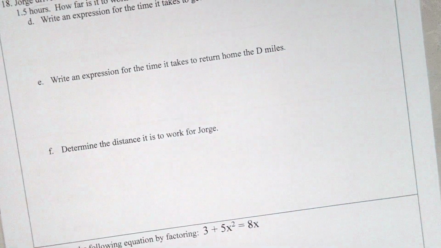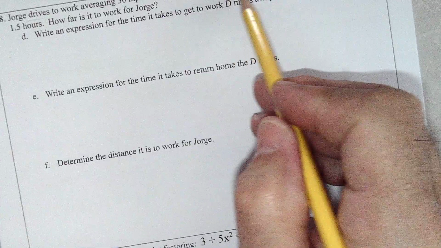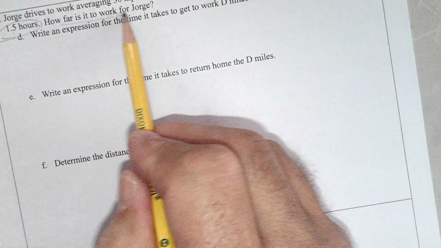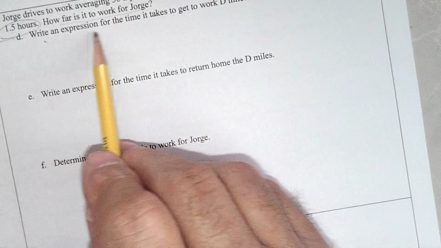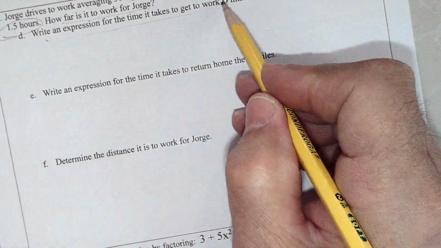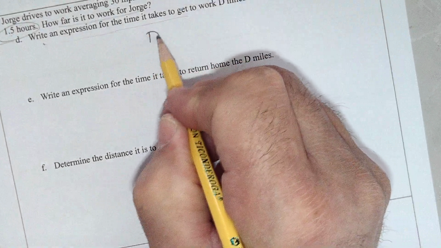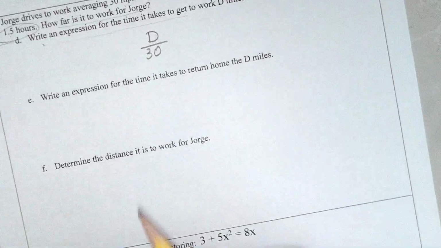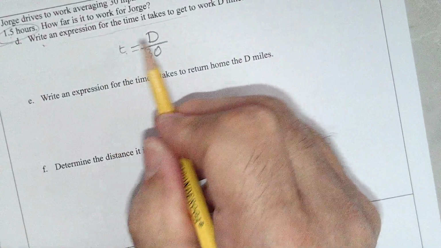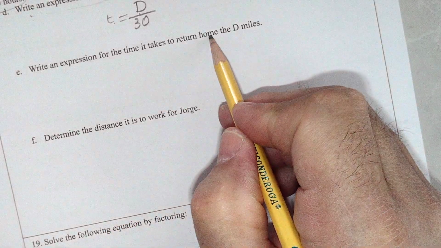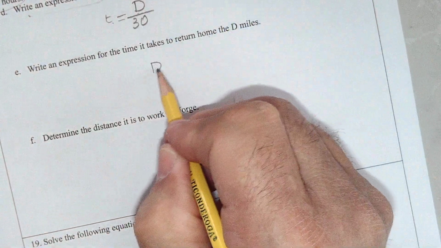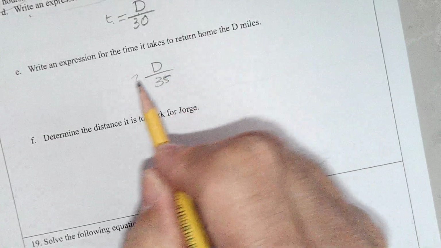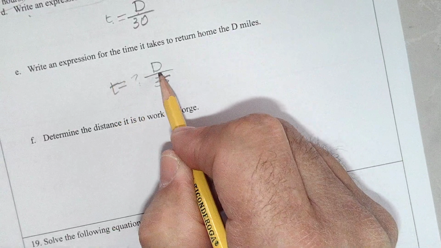Jorge drives to work averaging 30 miles an hour and returns averaging 35. The total time driving is 1.5 hours. How far is it to work for Jorge? Write an expression for the time it takes to go d miles. So the distance divided by the speed is the time going to work. And returning home, he goes faster, so it's the same distance, but going 35. Do something times this, and that's the time coming home.